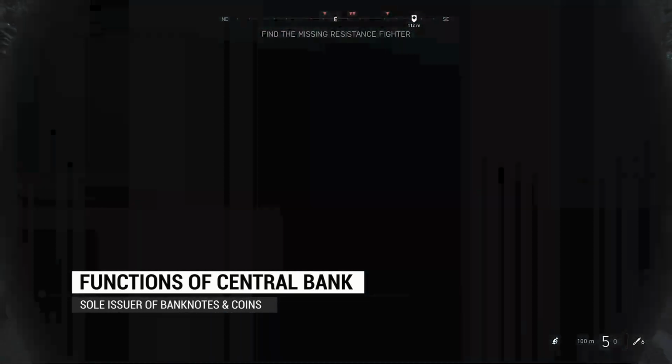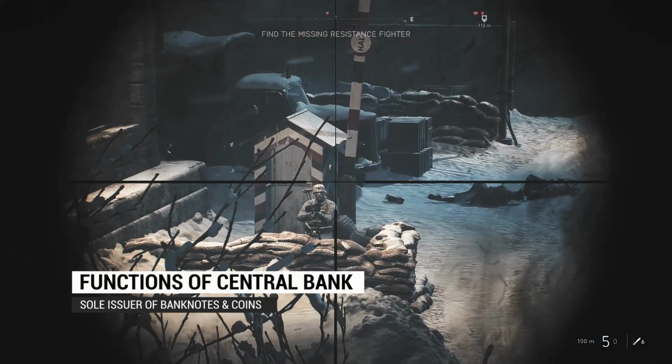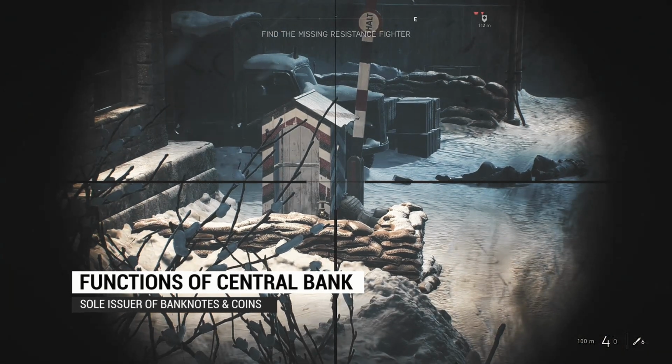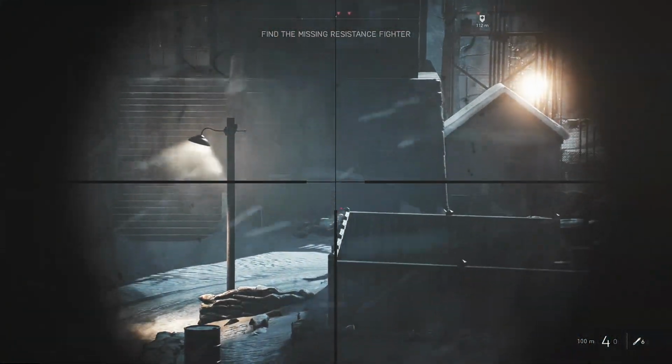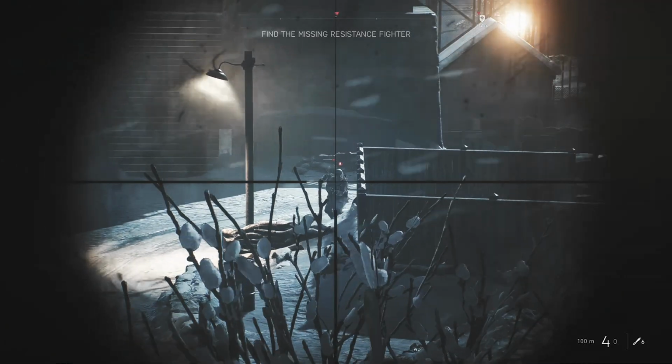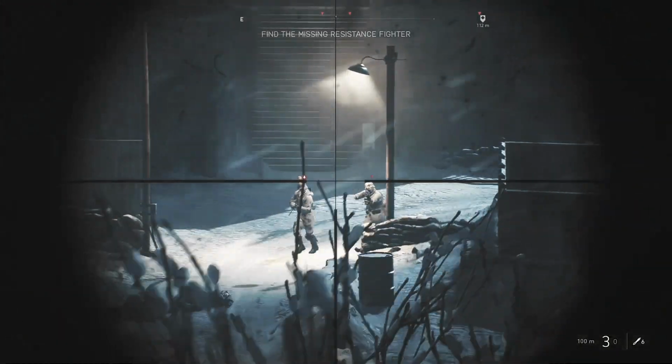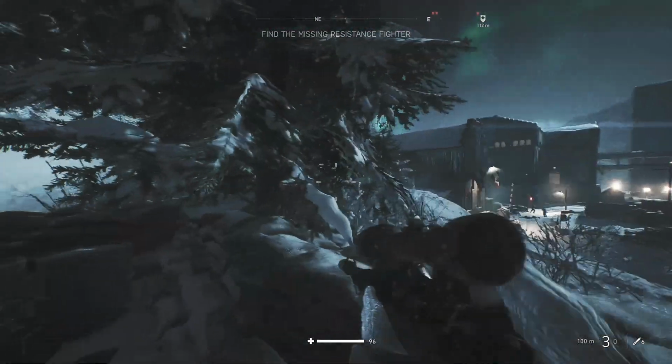In almost every country, the central bank has the sole right to issue currency like banknotes and coins. This helps to bring uniformity to and improves public confidence in the country's monetary system.